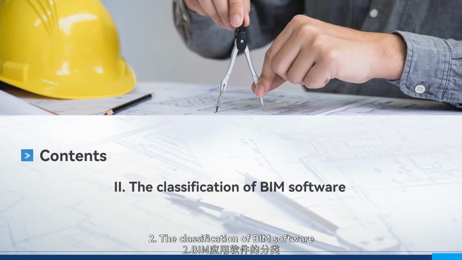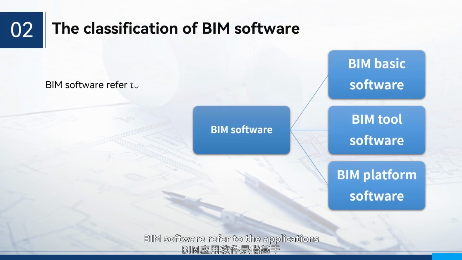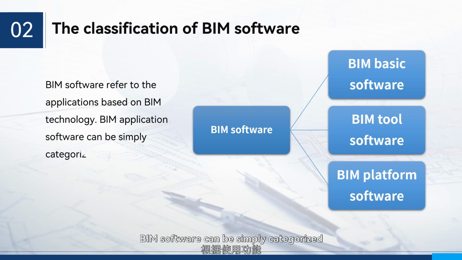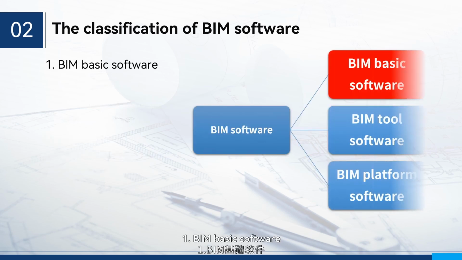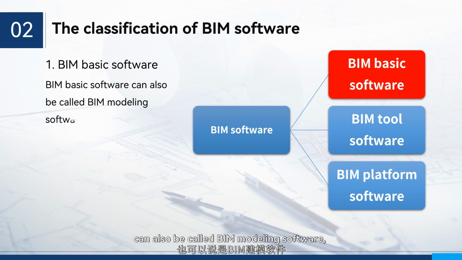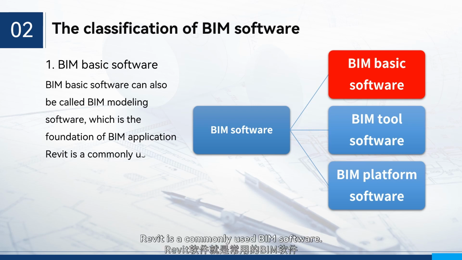2. The classification of BIM software. BIM software refer to the applications based on BIM technology. BIM software can be simply categorized into 3 main groups by their functions: BIM basic software, BIM tools software, and BIM platform software. 1. BIM basic software. BIM basic software can also be called BIM modeling software, which is the foundation of BIM application. Revit is a commonly used BIM software.